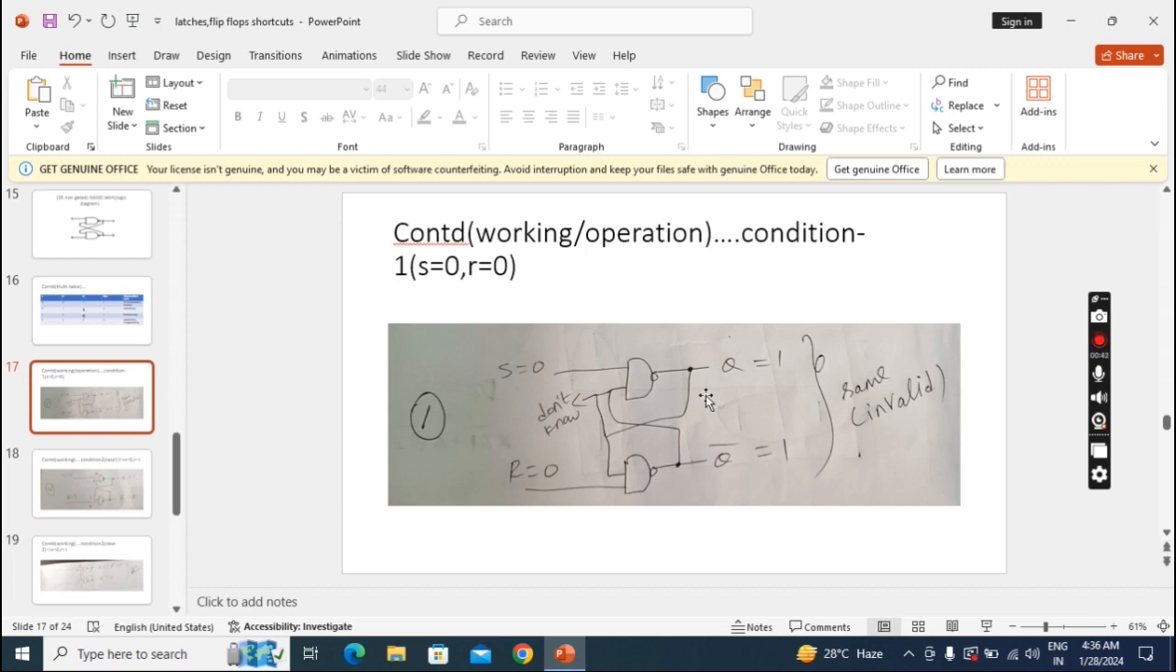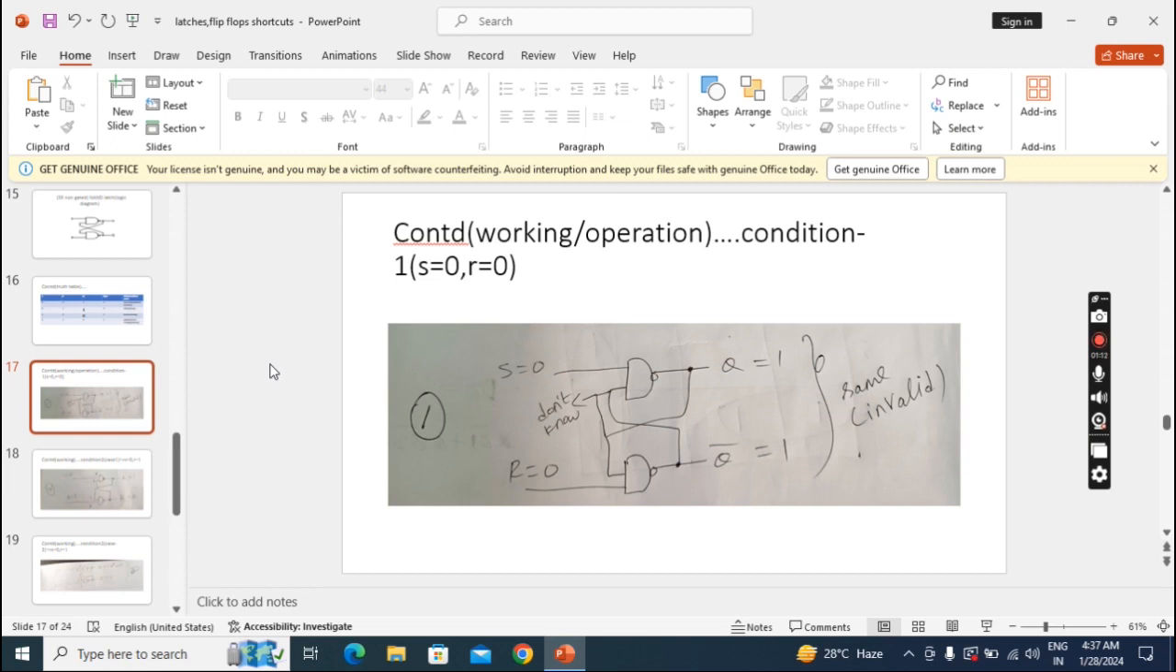What is the NAND gate definition? If any one input is 0, then the output becomes 1. Here also, any input 0, output becomes 1. So Q also becomes 1, Q bar also becomes 1. This is what happens in the first condition. I told you both outputs should be complementary. That is the rule, and it's not following that rule. That's why we call it an invalid or not used condition.